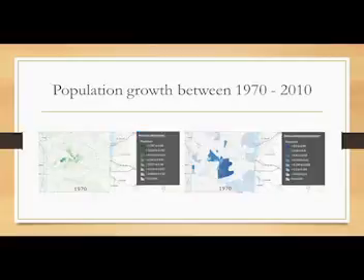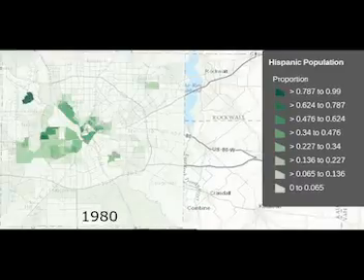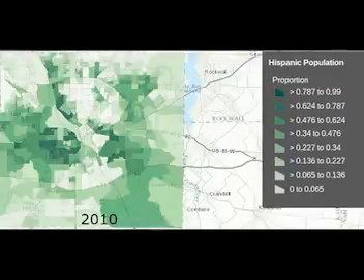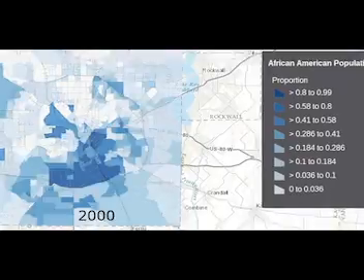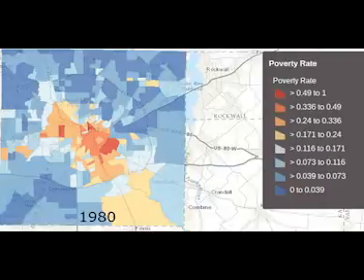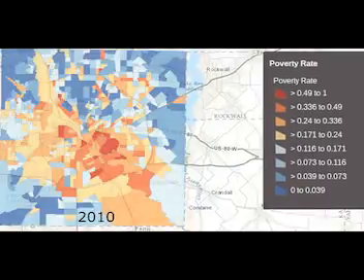The following maps illustrate population progression between the years of 1970, 1980, 1990, 2000, and 2010. The first two maps break down growth within the Hispanic and African American population. Lastly, Map 2.3 illustrates the change in the poverty rate over the course of the same 40 years.